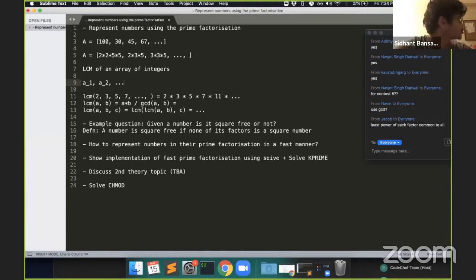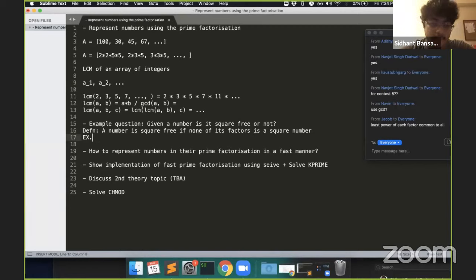Okay, so now I'll switch to my iPad to show this question, like how to do LCMs and HCFs, GCDs. Another question which you can just go through right now, at least the question, and we solve it on the whiteboard so that it's easier to write. The question is, given a number, you have to quickly identify if it's square free or not. When is a number square free? A number is square free if none of its factors is a square number.